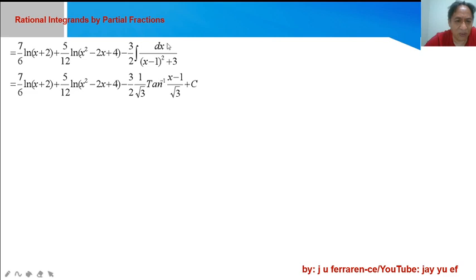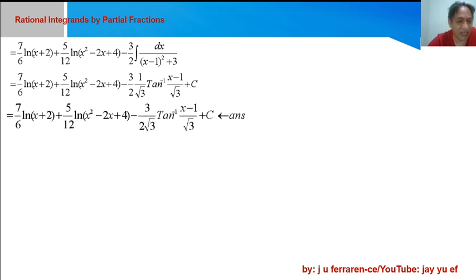So, 1 over a, what's our a? If this is a squared, the square root of that is your a, which is square root of 3. So, 1 over the square root of 3, arctan of u, your u is x minus 1, then over the square root of 3, plus c. So, this is now your final answer. Okay? Then we can simplify, by the way, by multiplying 3 with 1 over 2 with the square root of 3, to arrive with that as our final answer.